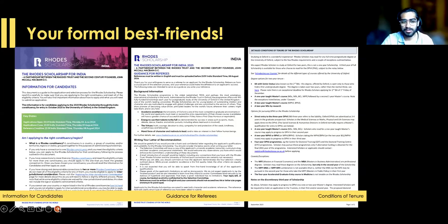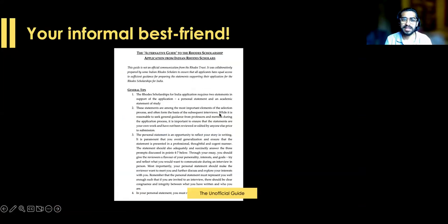And the main document for you will be the information for candidates, which has all the important information, including things like deadlines, requirements, and eligibility criteria. And in addition to these formal documents, which you should definitely go through, there is this informal document that has been created by people who have gone through the Rhodes selection process over the years.